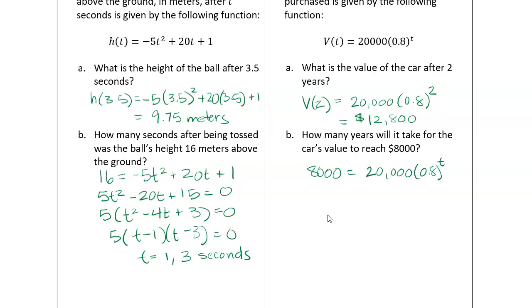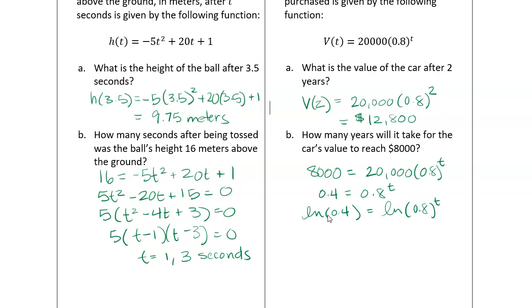So the first thing I'm going to do is divide everything by 20,000. Then I get 0.4 is equal to 0.8 to the t. And whenever you have the variable in the exponent, you should think about using logarithms. You can use a base 10 log, or you can use the natural logarithm, and I'm just going to use the natural logarithm. So I'm going to take the natural log of both sides: natural log of 0.4 is equal to the natural log of 0.8 to the t.